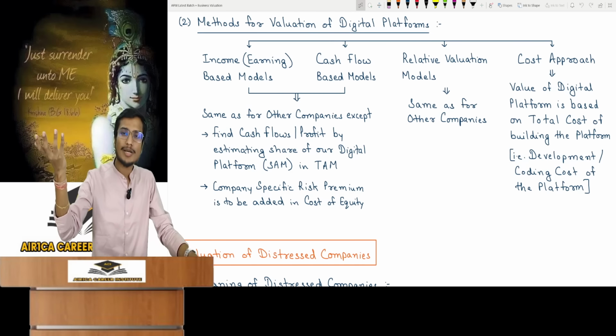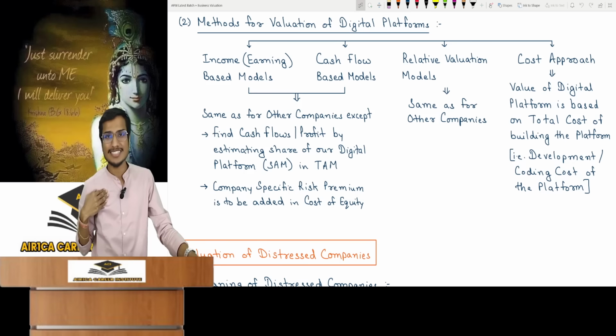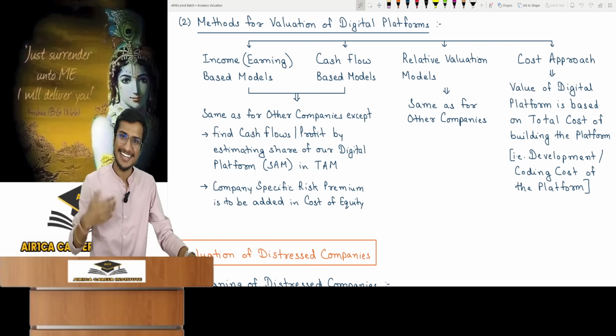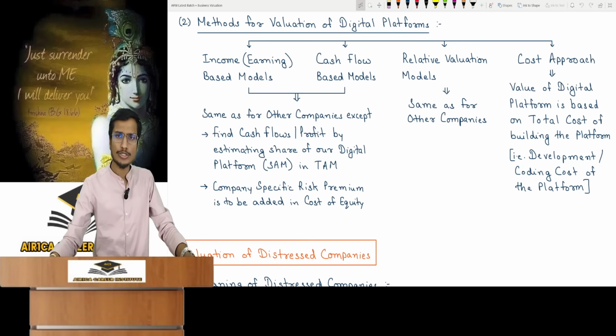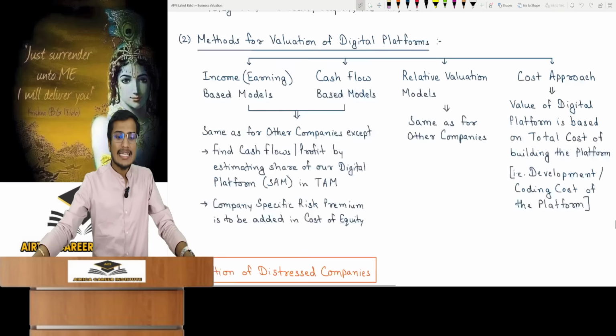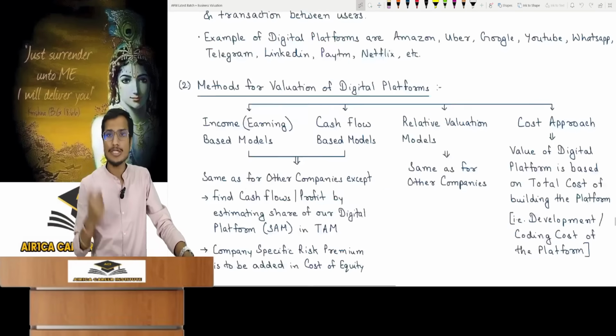If we follow this cost approach, then I'm ready to buy Netflix for 1 crore today. There's nothing wrong with that, right? This model is useless. Is it even one? Nobody follows the cost approach. With that, digital platform valuation is complete.